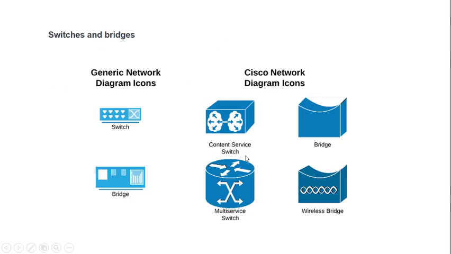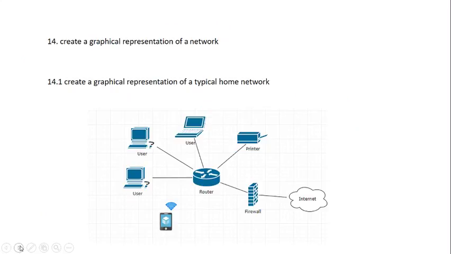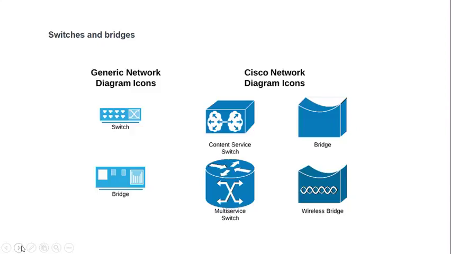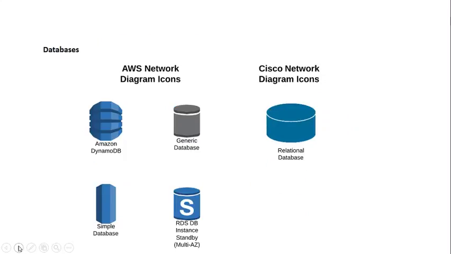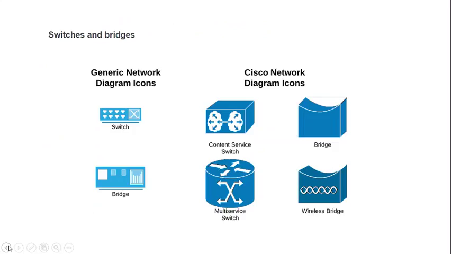The second thing, 14.2, is to identify the commonly used symbols that represent the elements of a network. The first one is switches and bridges. That is a generic network diagram, something like that. This is graphical, and the Cisco network is represented like this. That's a content services switch, bridge, and multi-service.